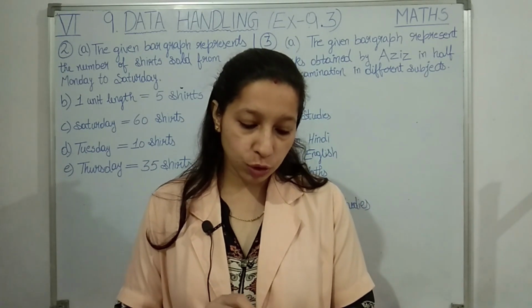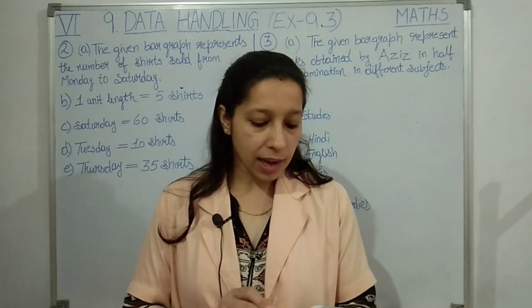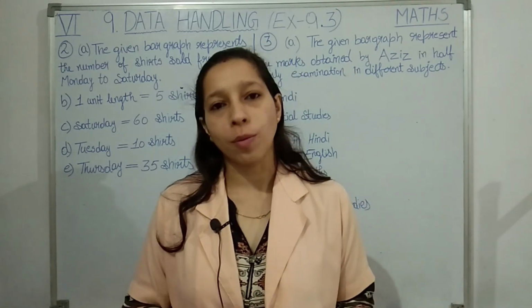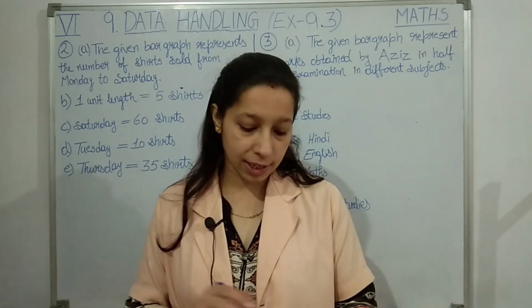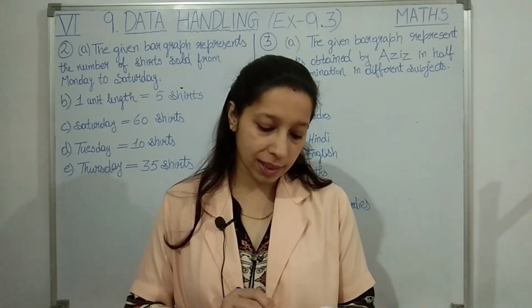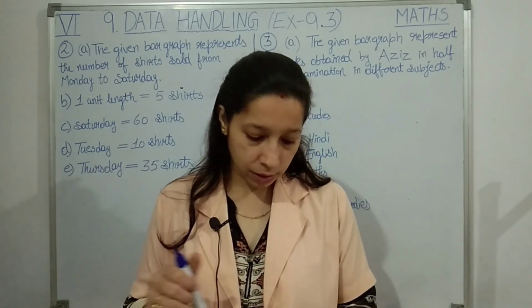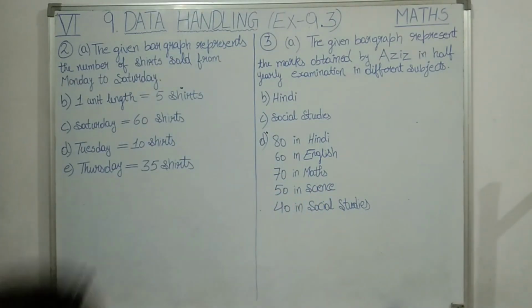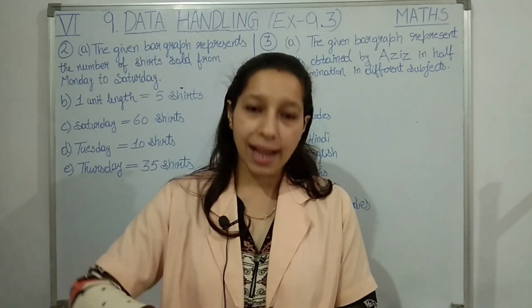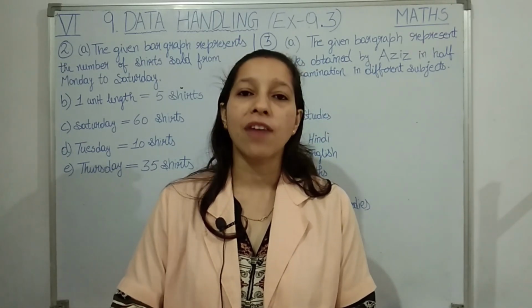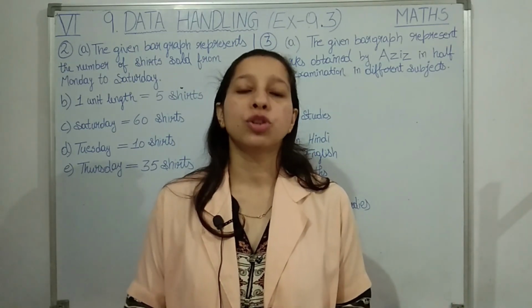Observe this bar graph which shows the marks obtained by Aziz in half-yearly examination in different subjects and answer the given questions. First, let us observe the graph. What y-axis is, what x-axis is showing, students? It is showing subjects. 5 subjects are there: Hindi, English, Mathematics, Science, Social Science. Then what y-axis is representing? Y-axis is representing marks here. Okay, and what is the scale chosen here for marks, students? You can see after 0 it is 10, then 20, then 30. That means 1 unit length is showing 10 marks.